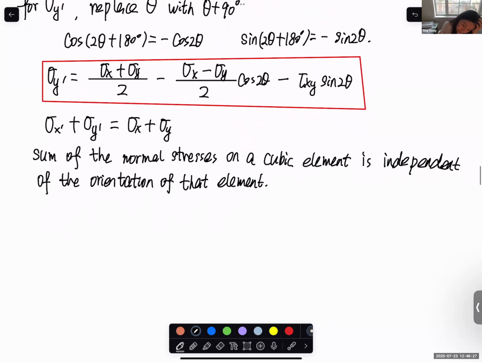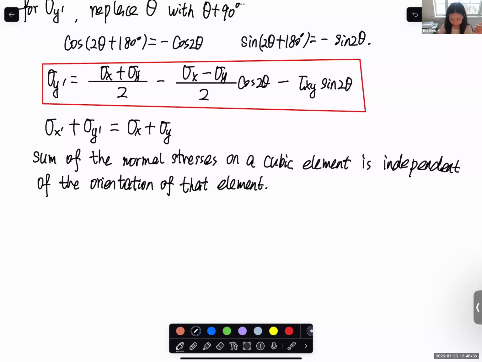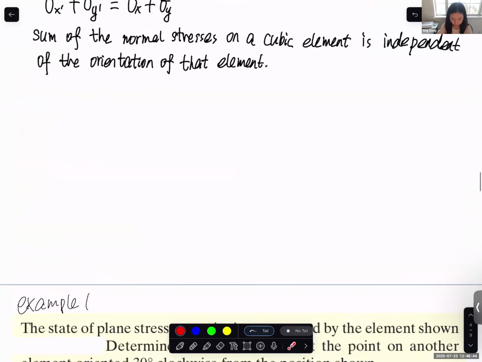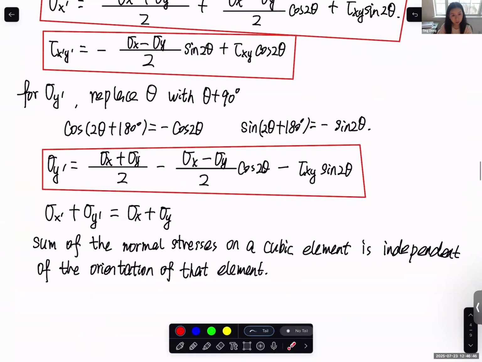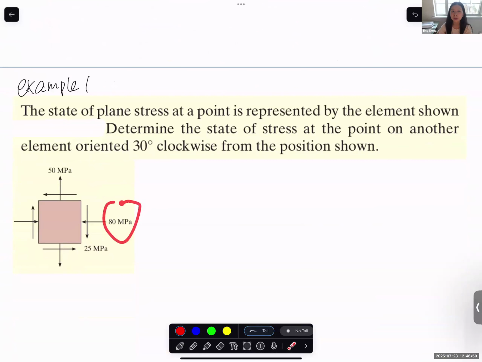And of course, before we start our example problem, one thing I want to make clear is the sign convention of a stress component. Because for this 80, 50, when you plug into the equation, we already have the equation we can use directly. When we plug into the equation, we need to know, should this 80 be negative or positive? This 50, should we use negative or positive?